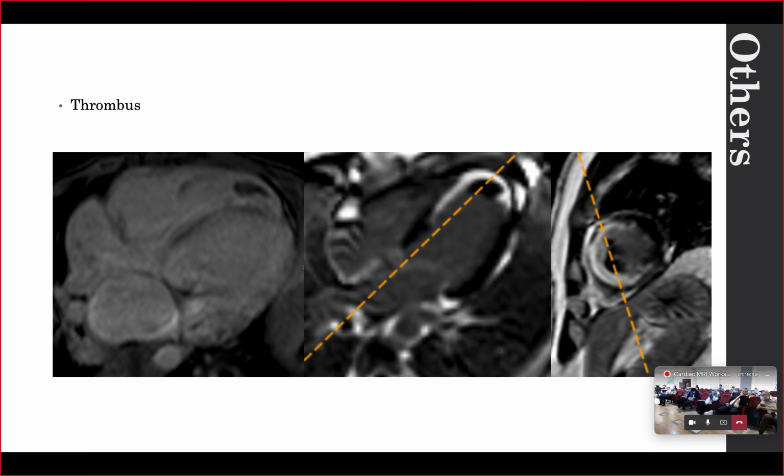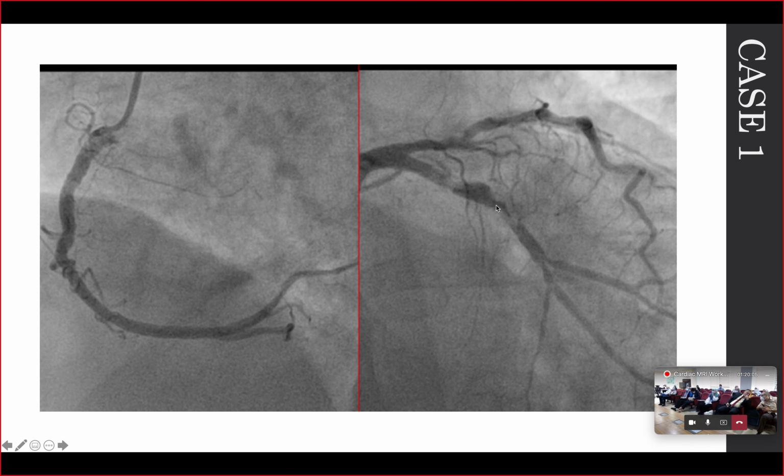Thrombus or thrombi, whether in the right ventricle. This case is not an ischemic case, but it's just to raise awareness that it's possible to see a thrombus in the right ventricle as well. A left ventricle or apical thrombus is important to detect.